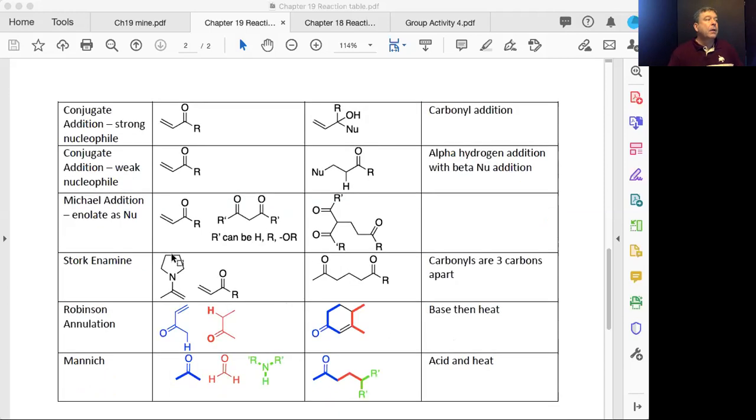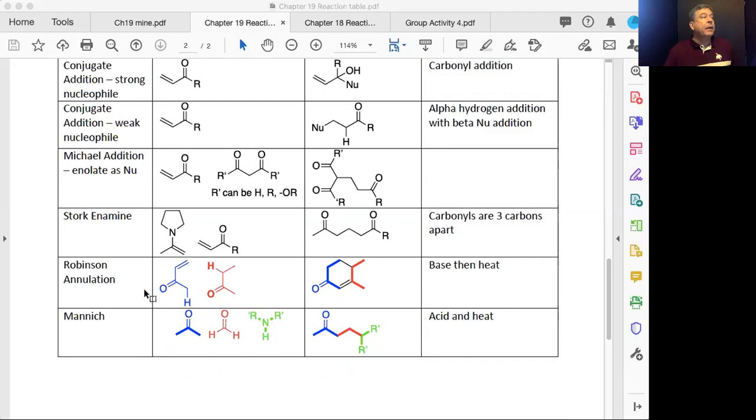Okay. So the next kind of alpha beta addition we can do is using the trapped enol form. So this is the enamine, right? So we've trapped it in this enol form, and that makes these electrons here in this trapped enamine the nucleophile that comes out and does that beta addition.